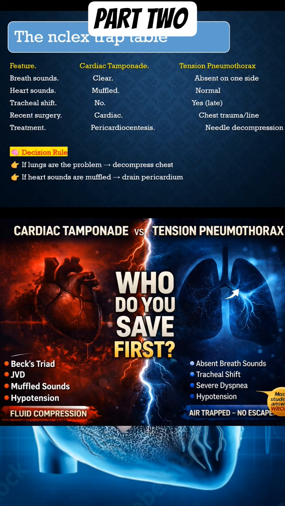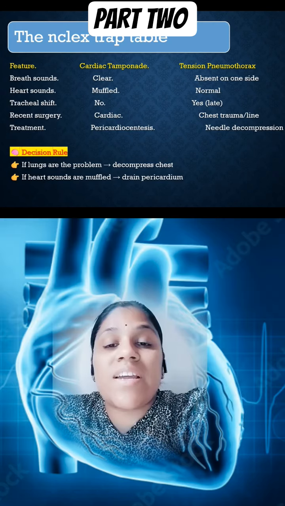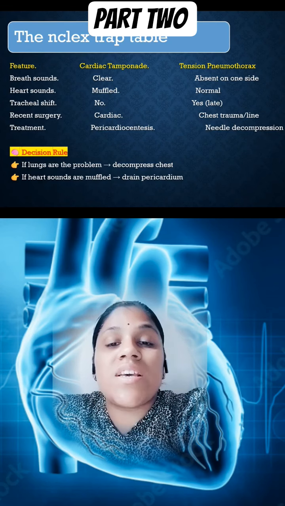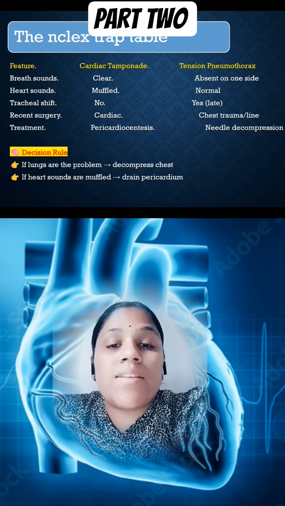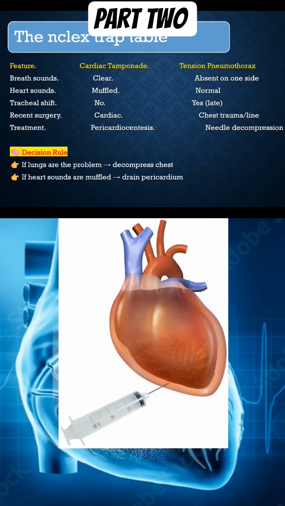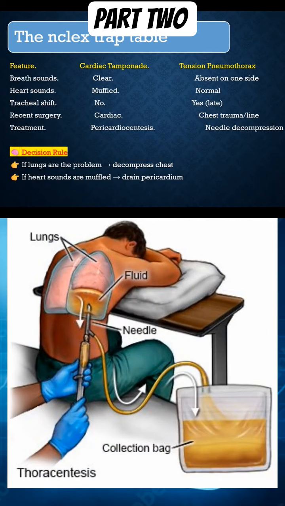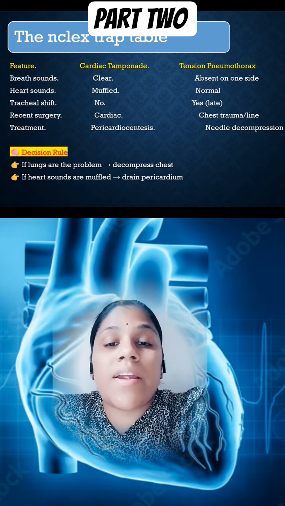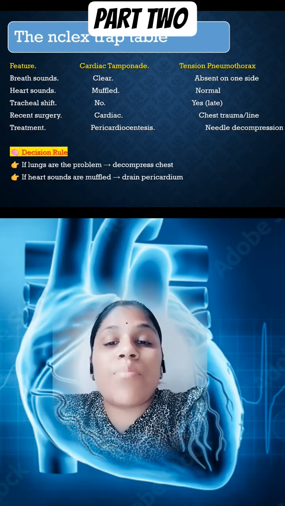Recent surgery is the main cause in case of cardiac tamponade, a cardiac type of cause, and in tension pneumothorax there might be a chest trauma or some central line insertion, or the patient is on a ventilator. The main treatment in cardiac tamponade is pericardiocentesis, and in tension pneumothorax it is needle decompression. These are the important things we have to keep in mind.